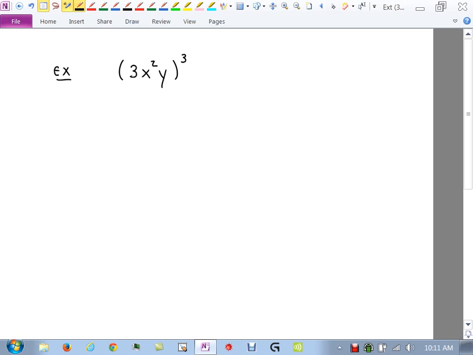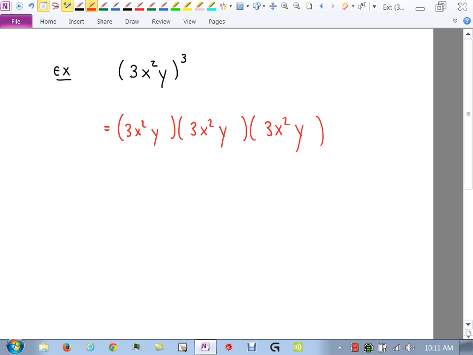So the question becomes, how does this 3 affect each of these? Let me illustrate it, then I'll give you the property. Do you agree that raising something to the 3rd power means multiplying it times itself 3 times? What I'm multiplying is 3x squared y, 3x squared y, 3x squared y. That's what I'm technically doing. What is the operation between everything here? Multiplication the whole way across.